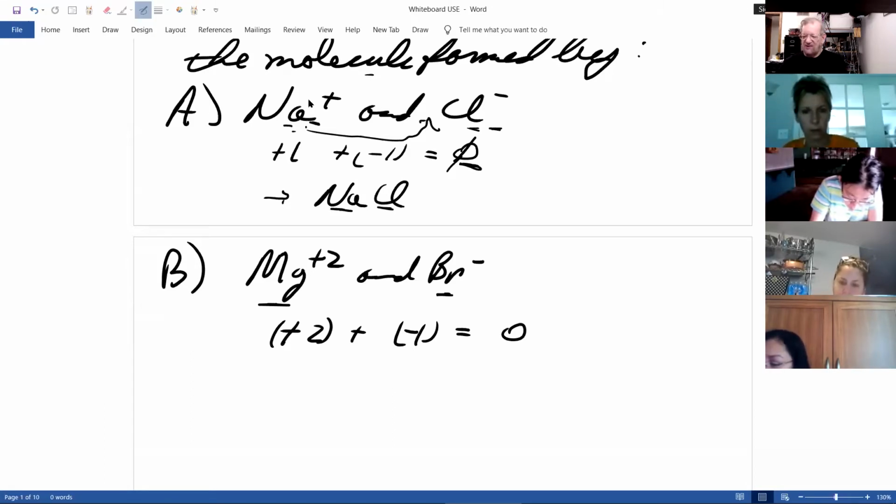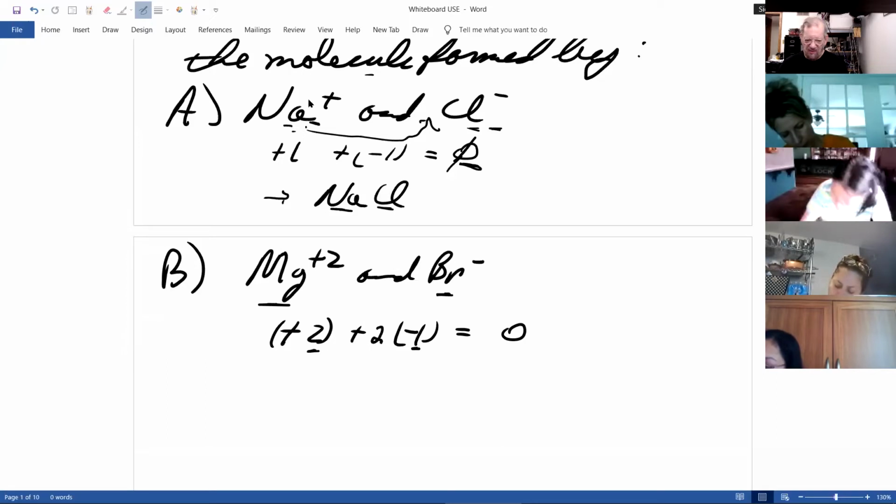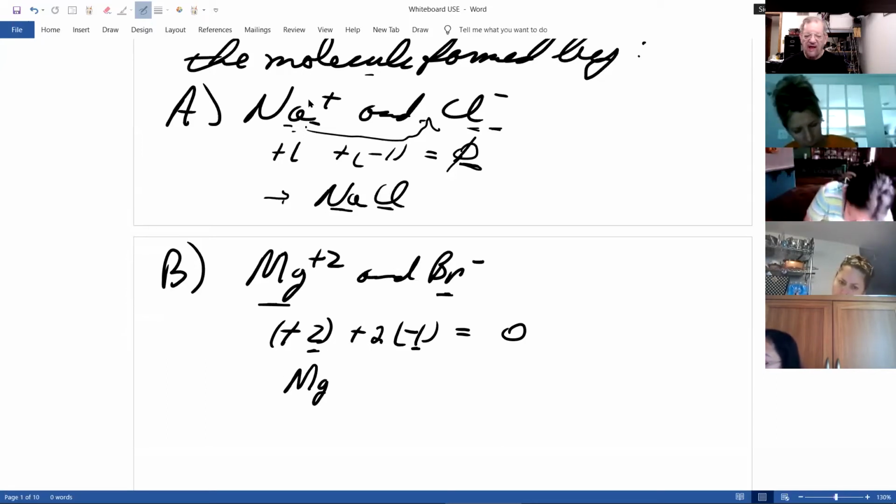Uh-oh, it doesn't. Well, you can't change the charge. You can't. But you can change how many there are. And how do I get to 0? Well, if this is a +2, I need -2. I know how I can do that. I'll do that. So how does this indicate what the formula of magnesium bromide is? It's 1 magnesium. And this tells me there's 2 bromine. And that's how I do it.